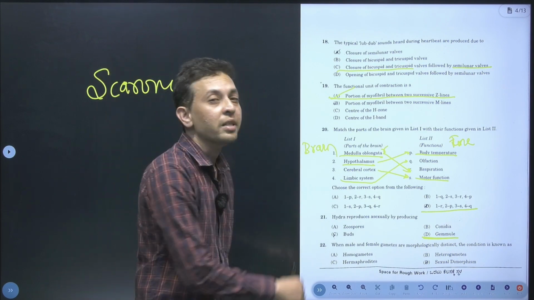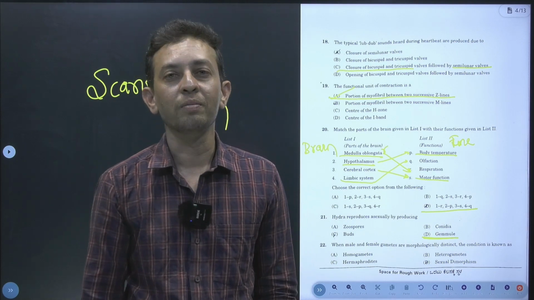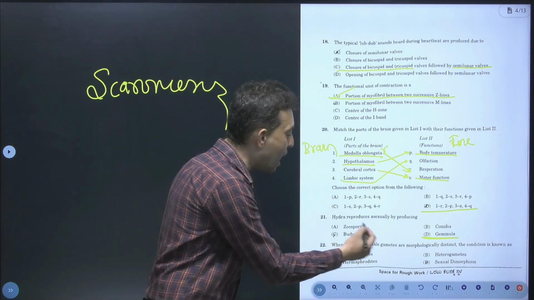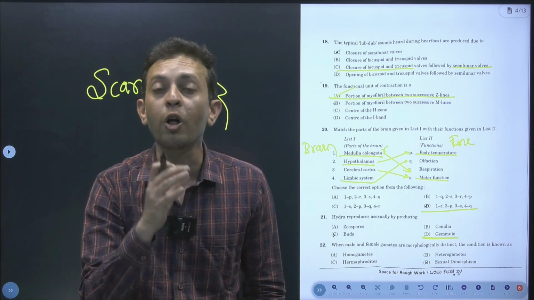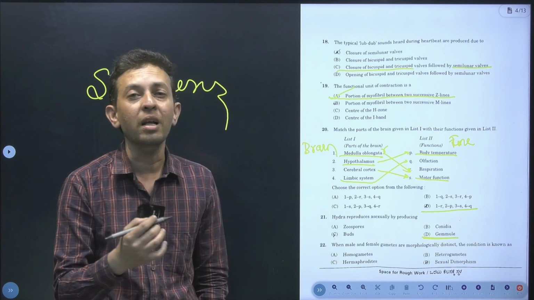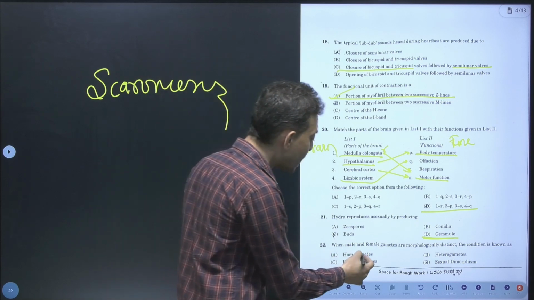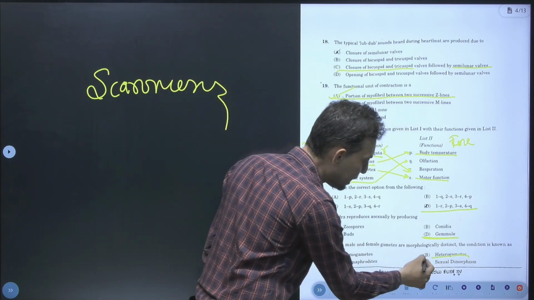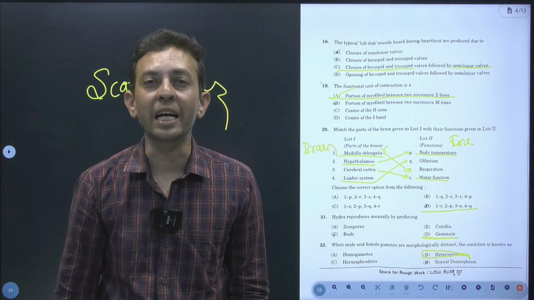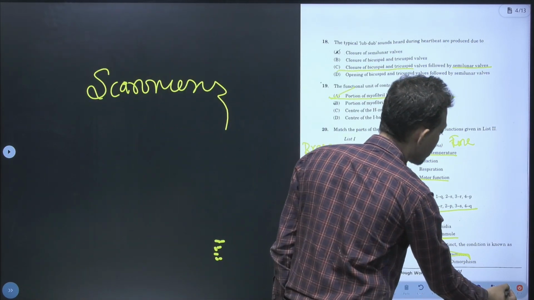Next, 22nd question, it is also a direct question. Easily we can guess, students. So when male and female gametes are morphologically distinct, then they are called heterogametes. So what will we call them? We'll call them heterogametes. So moving on to the next question, students.